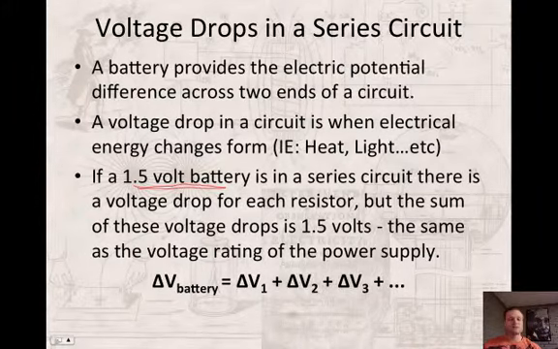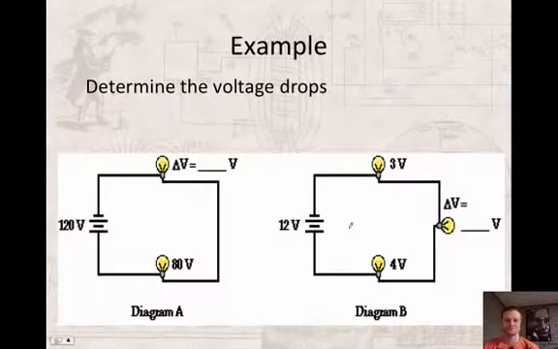Okay, so that can be written as the total voltage in the battery is equal to the voltage drop at point 1 plus the voltage drop at point 2 plus the voltage drop at point 3. And I'll do some examples with this in a bit, but just keep in mind that the voltage drops at the various points in the circuit have to add up to the voltage of the battery that you're using. So here's an example, okay?